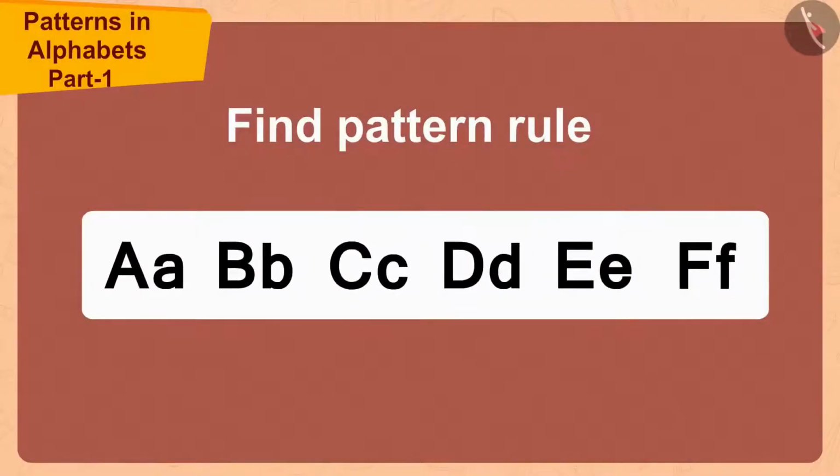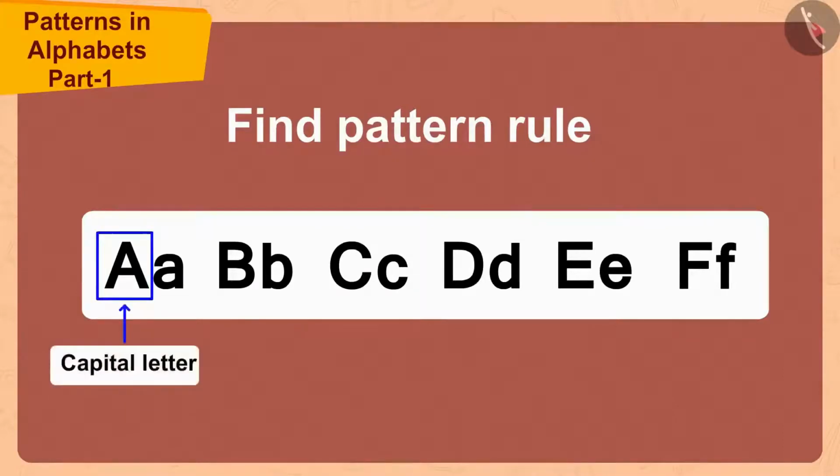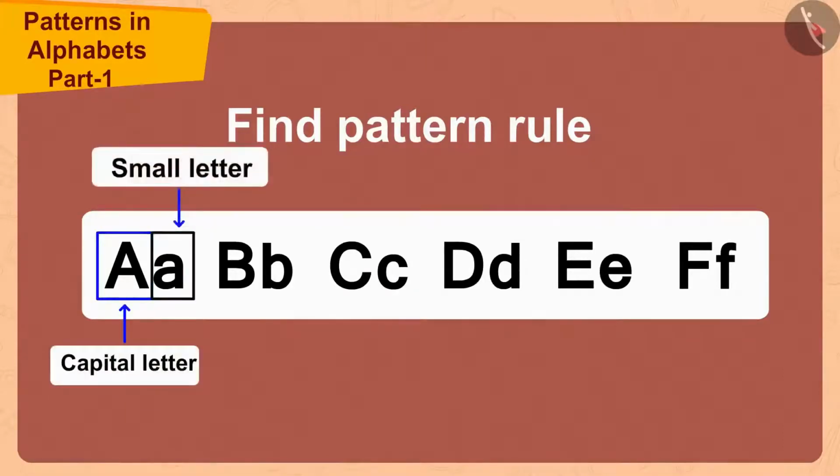Firstly, the first letter of the alphabet A is written in capital letter. Then, the small letter of the same letter is written.